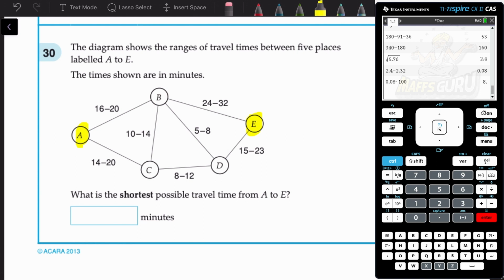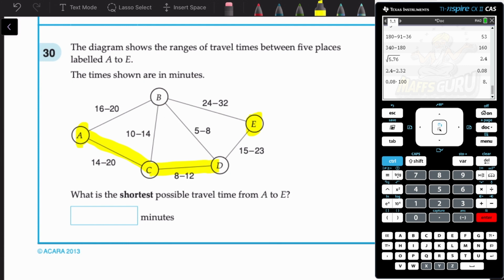So the first thing is the shortest time to get there is going to be between 14 and 20 minutes. The actual range of travel times, 14 and 20 minutes. Then what? 8 minutes between C and D. So we're going to go to A to E. So 14. So 16 and 20. What? It's going to be 40.